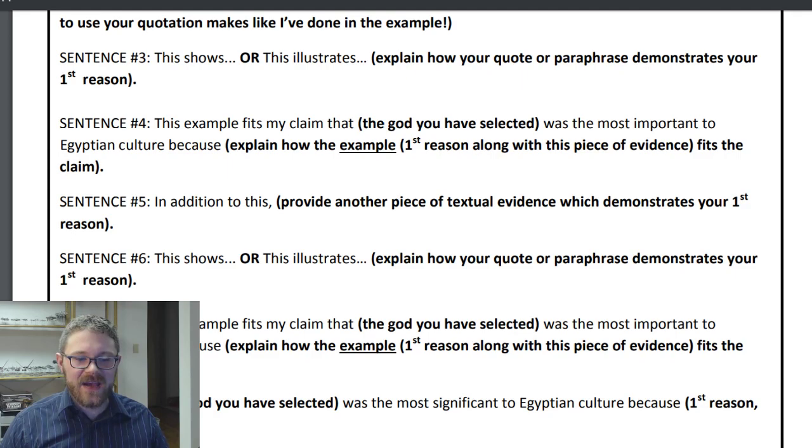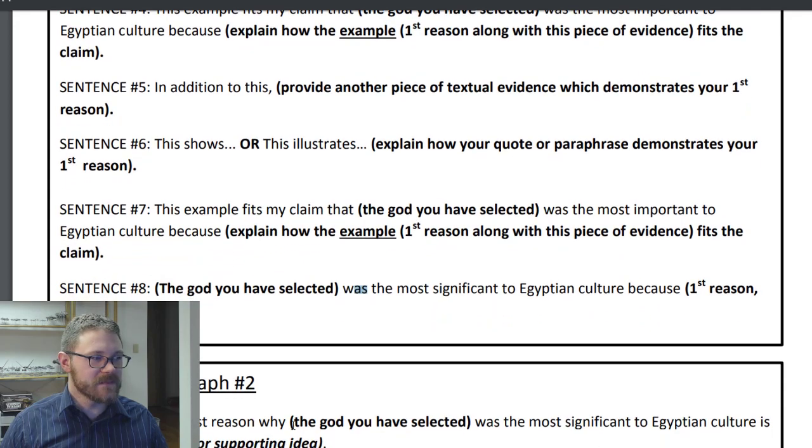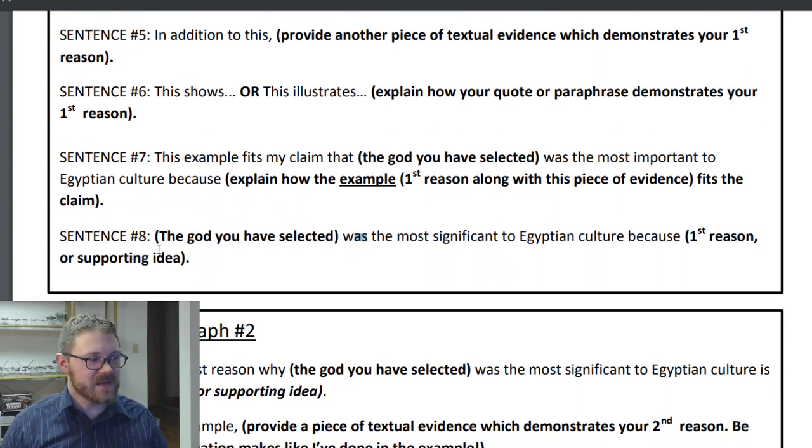Finally, in sentence 8, you're going to say, "The god you've selected was the most important to Egyptian culture because" your first reason or supporting idea. All right, there it is. Sorry, my face was covering it. That's how it's all going to roll out.